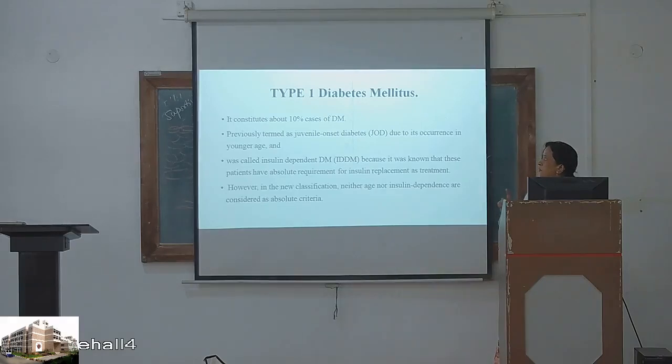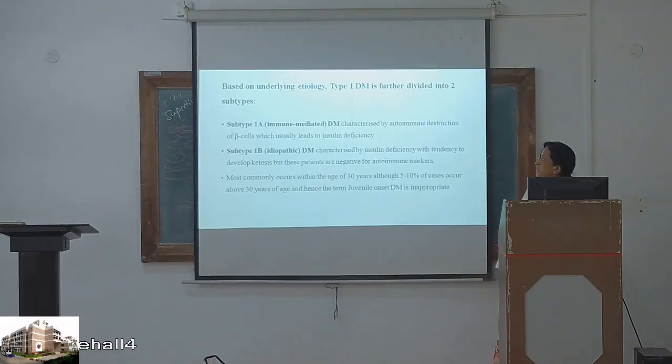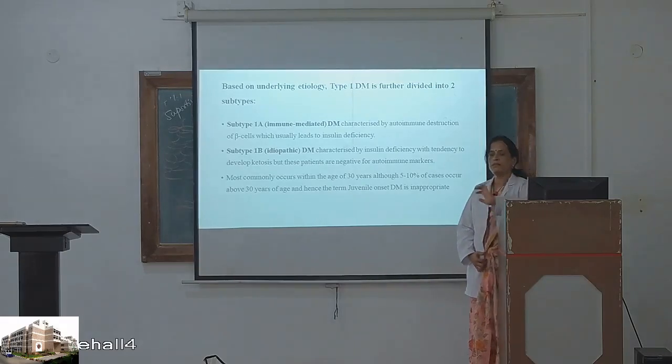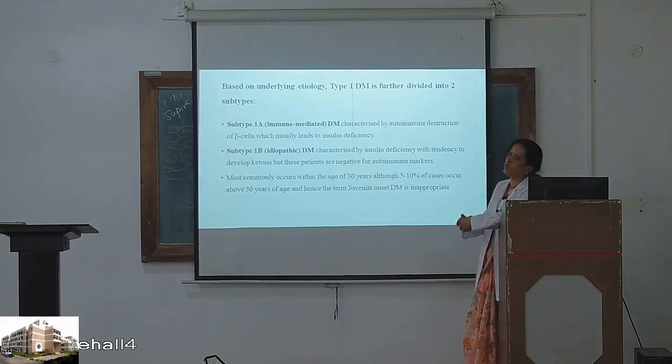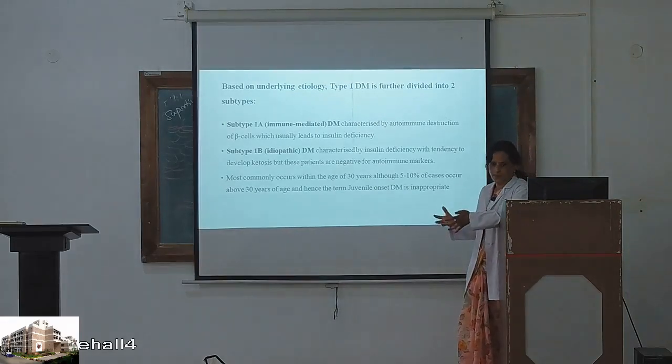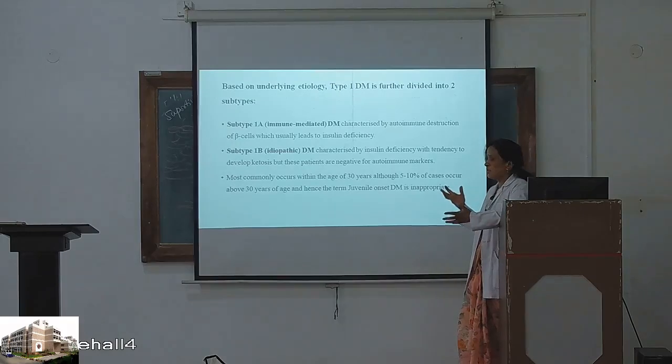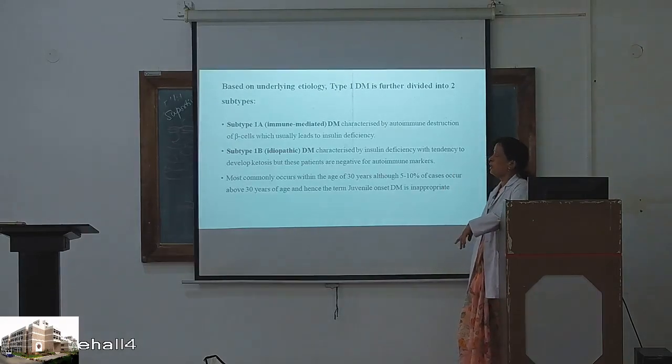Type 1 diabetes mellitus constitutes just 10%. Previously called juvenile diabetes mellitus and insulin dependent. However, the new classification is just type 1, type 2. Age is not considered, treatment is not considered. So based on the etiology now, type 1 is again further classified. If a type is further classified, what do we call it? We call it a subtype. So it is divided into two subtypes.